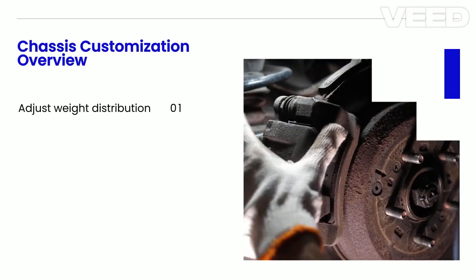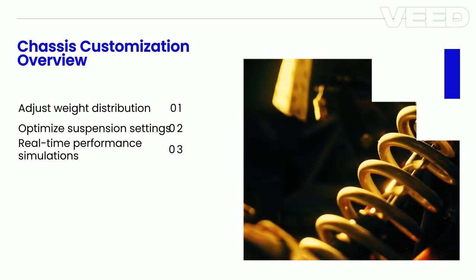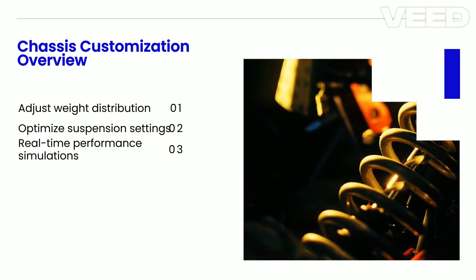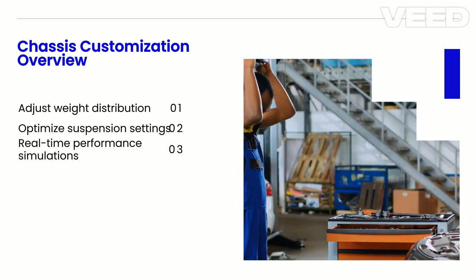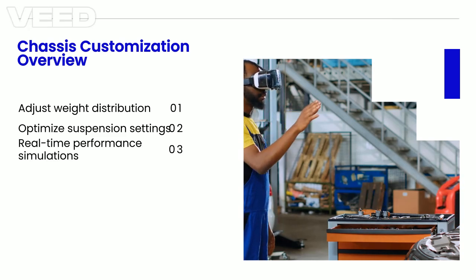Next, we'll customize the chassis. Adjust parameters like weight distribution and suspension settings to optimize performance. The software provides real-time simulations, so you can see how your changes affect handling and speed.